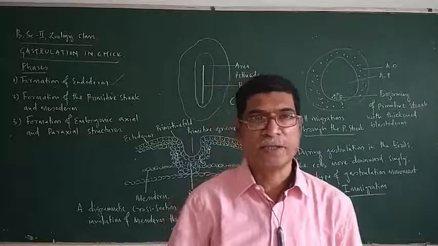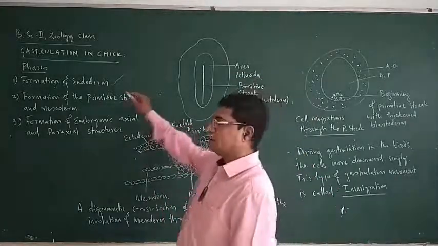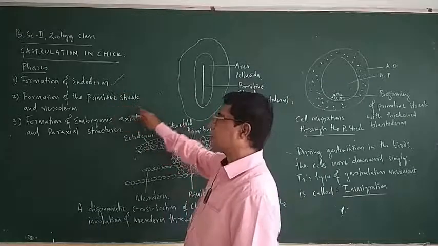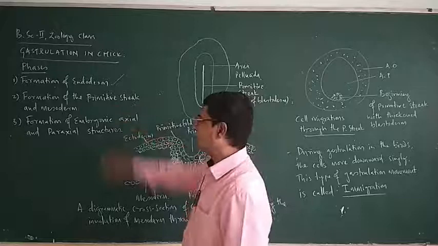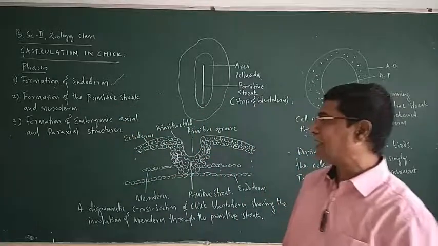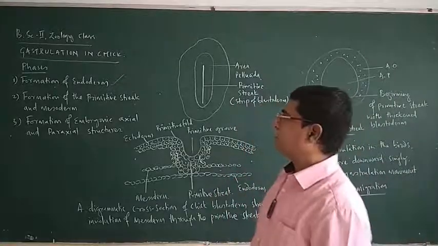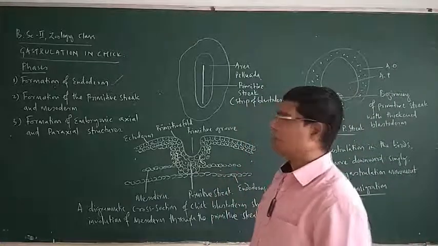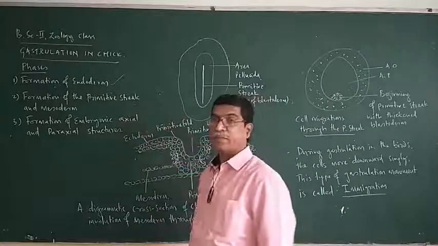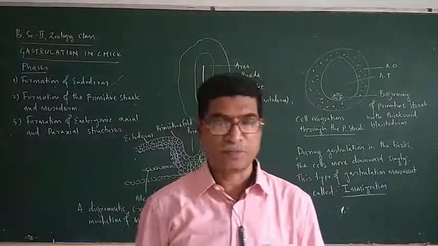During gastrulation, three processes occur. The first process is formation of endoderm. The second process is formation of the primitive streak and mesoderm. And the third one is formation of embryonic axial and paraxial structures. So the first phase is completed. Now let us talk about formation of primitive streak and mesoderm.